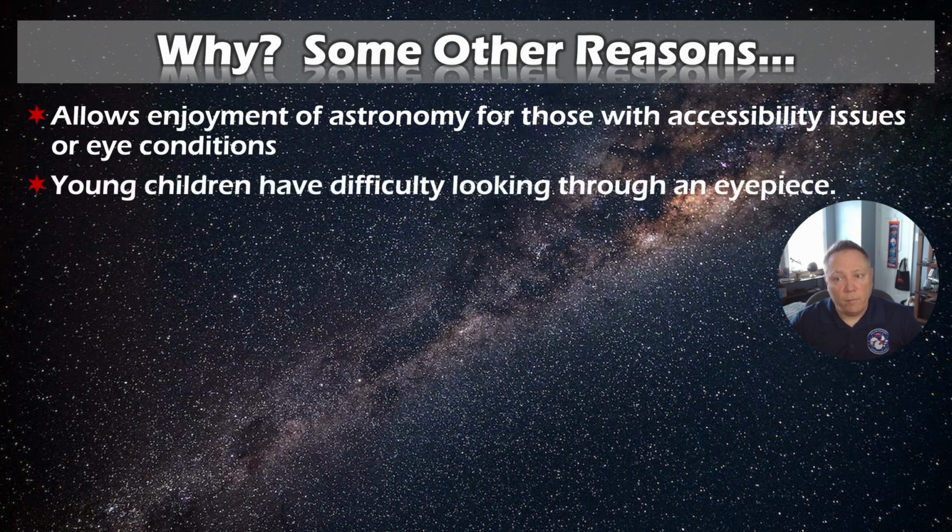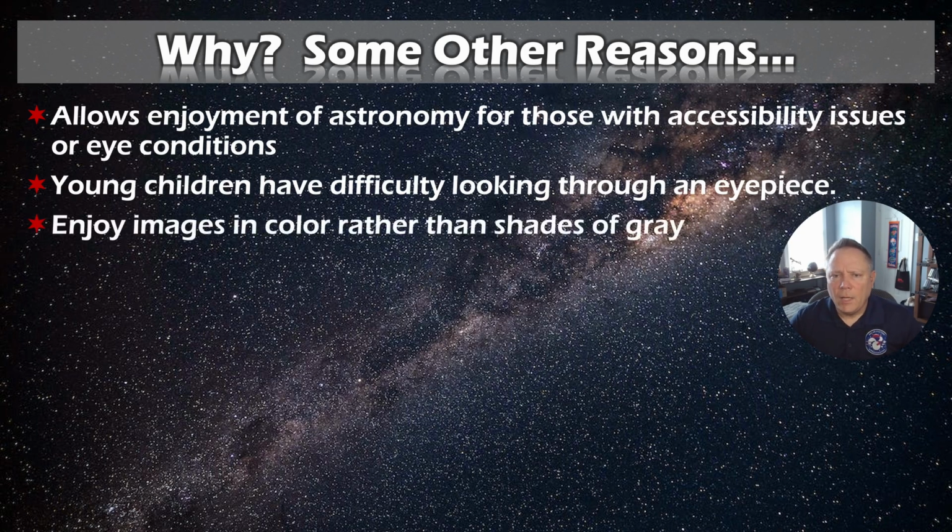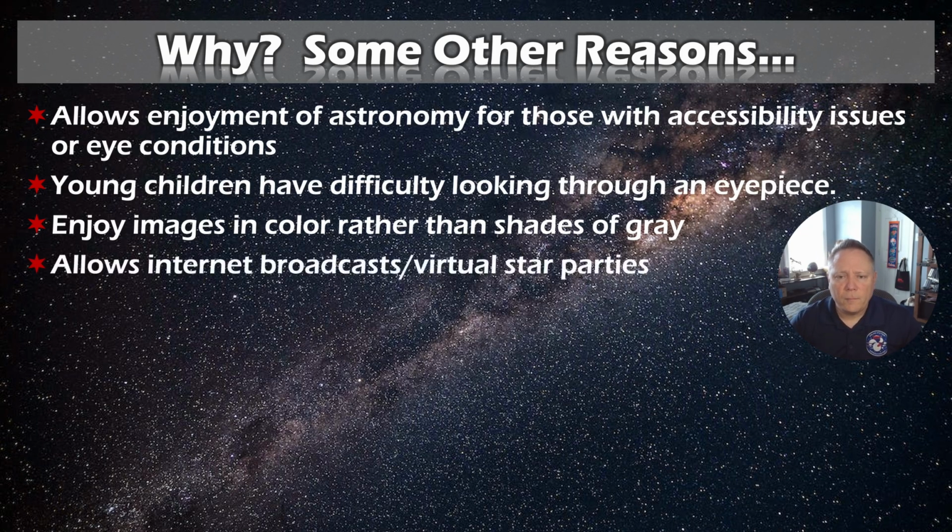Young children also have a difficult time looking through an eyepiece. If you've ever seen at an outreach event someone trying to hold their kid and juggling trying to get the kid to put his or her eye over the eyepiece, it's at times quite comical, and you never know if they're going to see anything. You can also enjoy images in color rather than shades of gray. The great example was a few slides previously, showing M57 in London, or from London, in color.